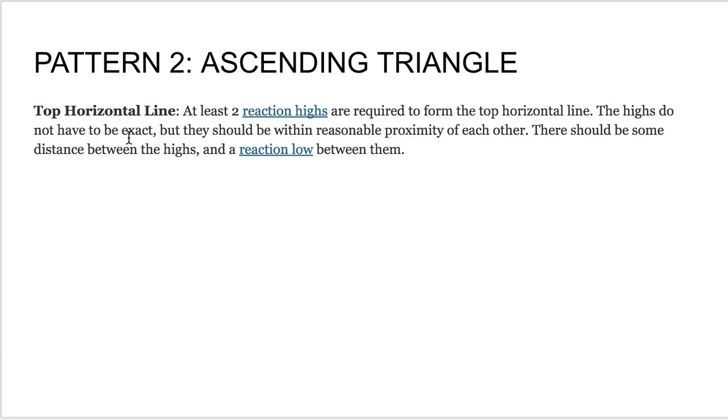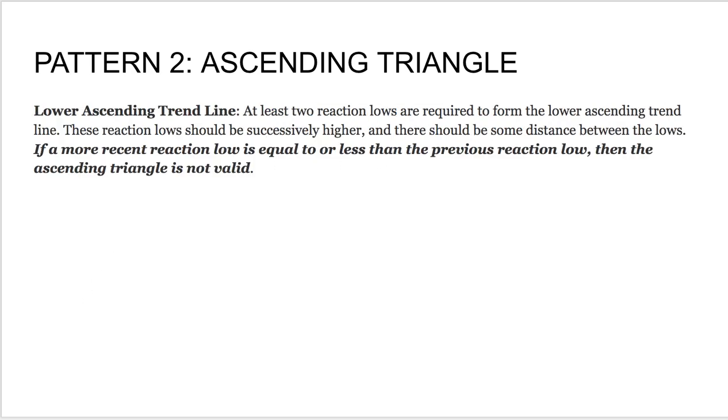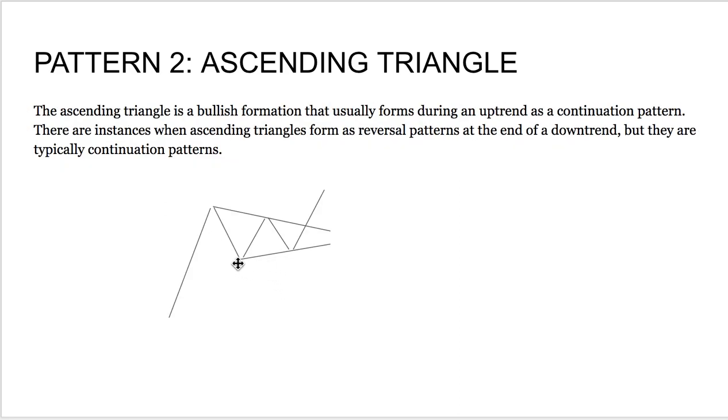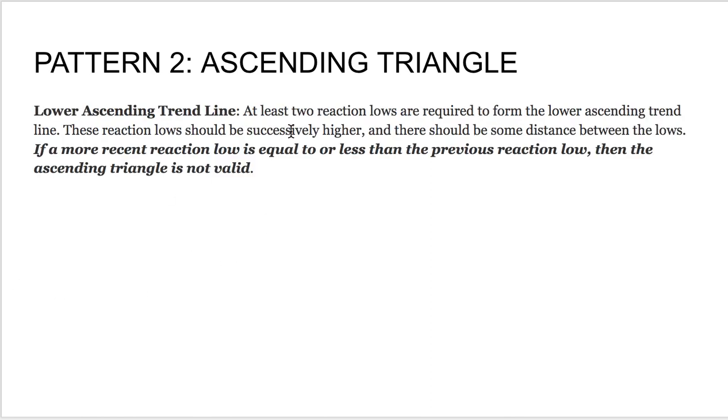The highs do not have to be exact, but they should be within reasonable proximity of each other. There should be some distance between the highs and a reaction low between them. There should be a lower ascending trend line as well. At least two reaction lows are required to form the lower ascending trend line. So two reaction highs, two reaction lows. If that is the case, then sure, it's an ascending triangle.